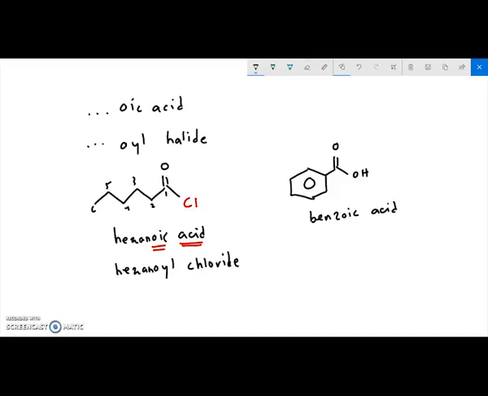If we want to convert the benzoic acid into an acyl halide, we simply replace the OH with any halogen. In this case, we're going to use bromine. So again, we're going to convert the acid into an acyl halide. So this will become benzoyl bromide. Please take note, the "ine" and "e" we're going to replace with "ide" for the halogen compound.